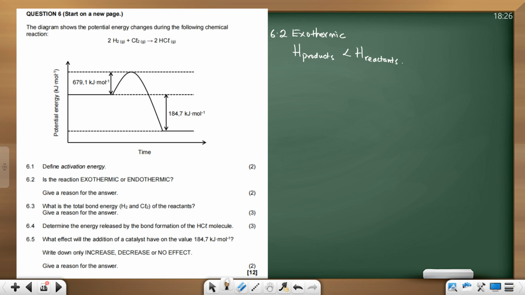What is the total bond energy, H2 and Cl2, of the reactants? Total bond energy. Now, that's a very good question. Please watch this. The total bond energy of hydrogen and chlorine. Total bond energy. How are we going to answer that? Let me see. Did you guys respond to that? How did you answer that? Total bond energy.